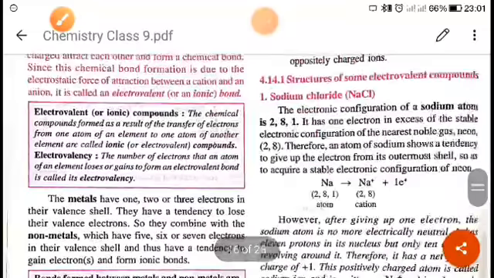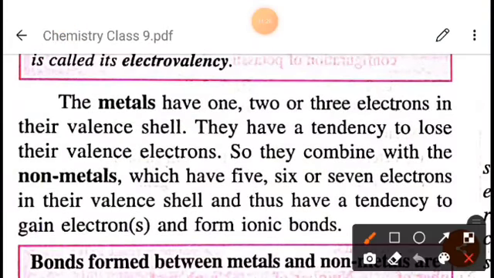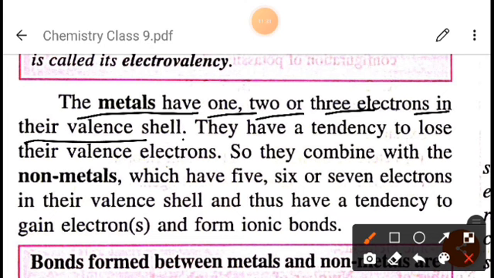Now, one more thing we will see here. As we know, metals have one, two, or three electrons in their valence shell, as I have already explained. And since metal has a tendency to what? Lose electrons, right? Metals have a tendency to lose their valence electron.